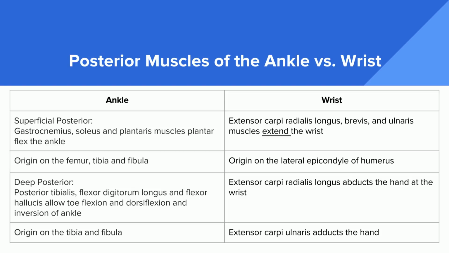The flexor hallucis longus originates on the posterior of the fibula and inserts on the great toe. Altogether, these muscles aid in movements such as plantar flexion, inversion, and toe flexion, which again differs from the function of the posterior wrist muscles.